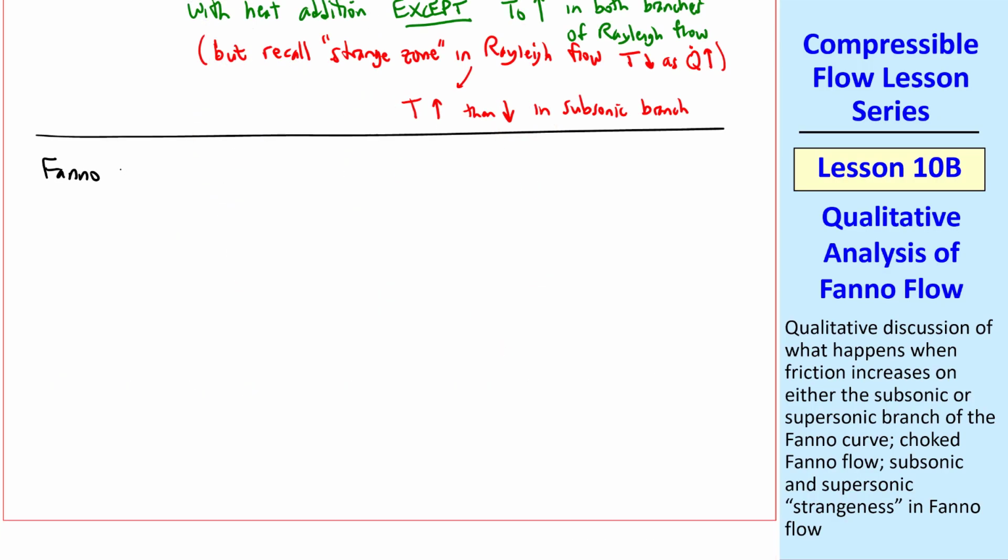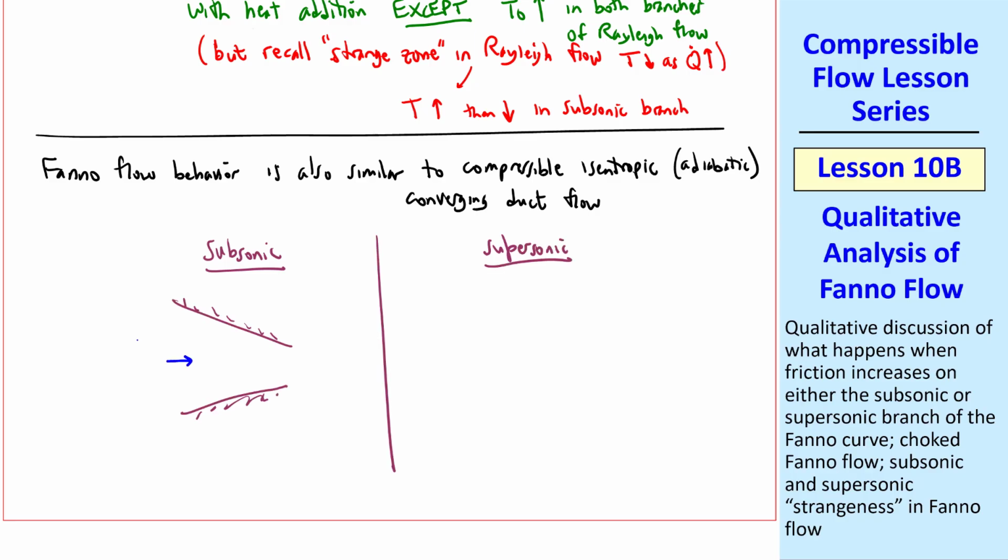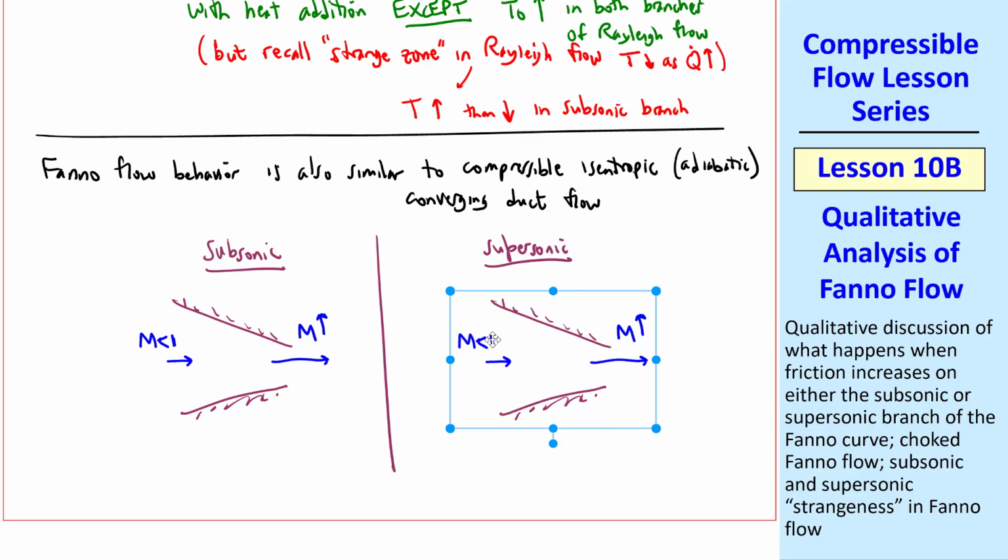I'll also comment that this qualitative Fanno flow behavior is also similar to compressible, isentropic, and adiabatic converging duct flow, which we discussed in earlier lessons, namely, again looking at the two branches. For the subsonic case, with M less than 1, Mach number goes up and can choke at the exit plane. But if I copy and paste this for the supersonic case, where we start with M greater than 1, Mach number goes down, but still approaches sonic conditions.